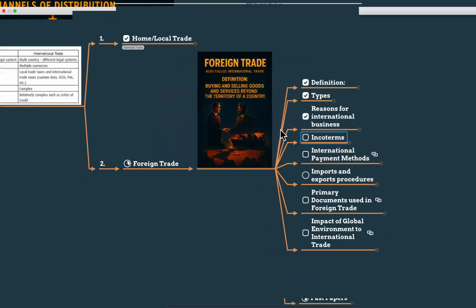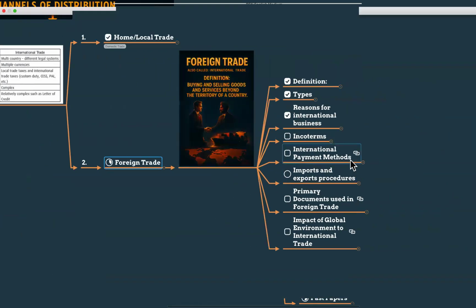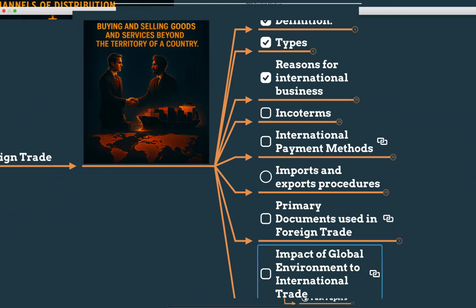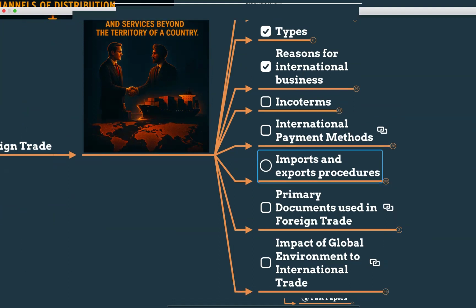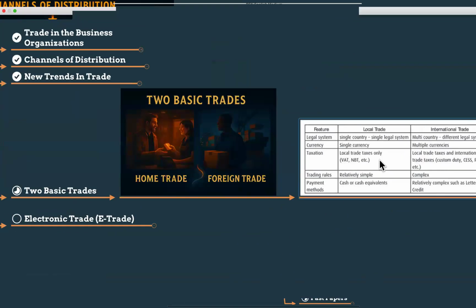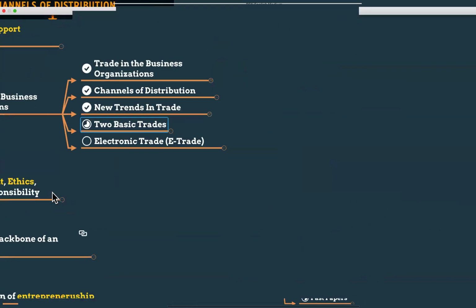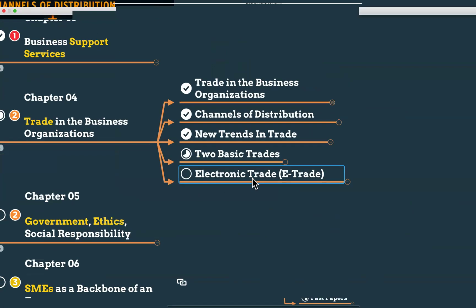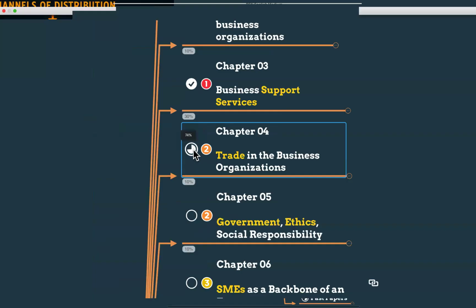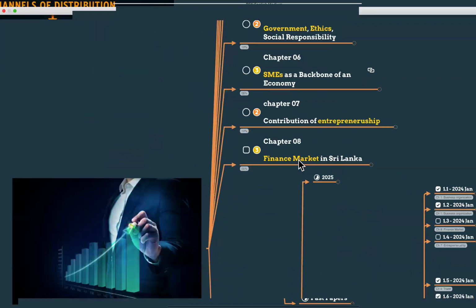I think today's session is enough. From the next session, we will introduce Incoterms, very important, and international payment methods, import and export procedures, primary documents, those things. And once we finish foreign trade, there is another section called electronic trade, e-trade. That's all. I think we have completed 70 percent of your trade, right?